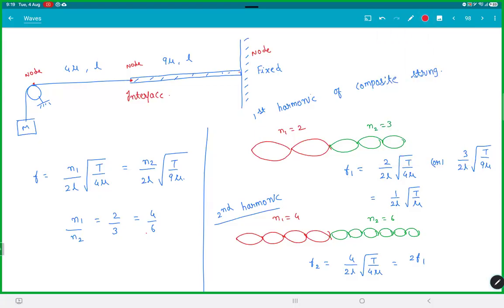But tell me one thing, what if you got N1 by N2 is equal to root 2, what does this mean? This is an irrational number, right? You will never get an integer. This implies you cannot generate stationary waves. No matter what you do, stationary waves can never form on this system.